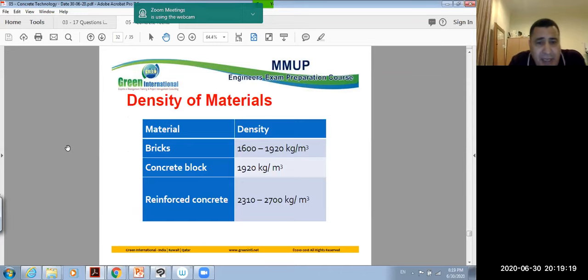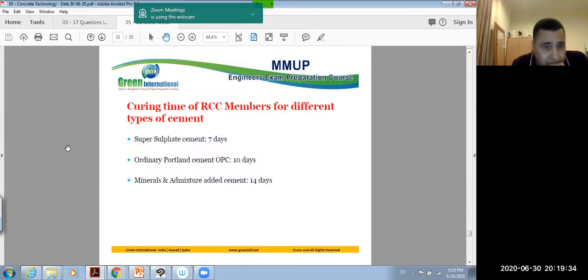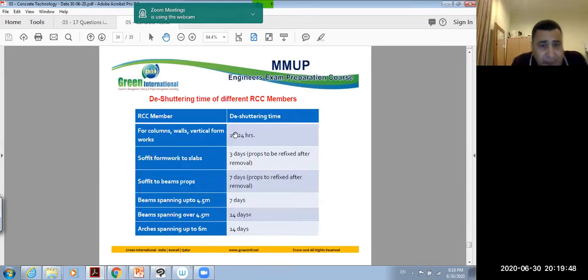Density of materials: we have bricks, concrete block, and reinforced concrete, from 2,310 to 2,700, but in our exam it is 2,400. Curing of RCC members for different types of cement: supersulfate cement is 7 days, ordinary Portland cement is 10 days, and cement with minerals and mixtures added is 14 days.